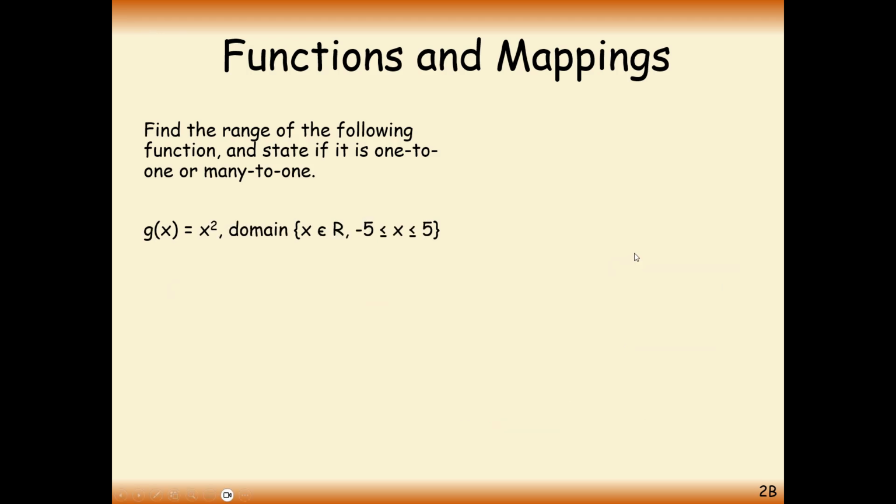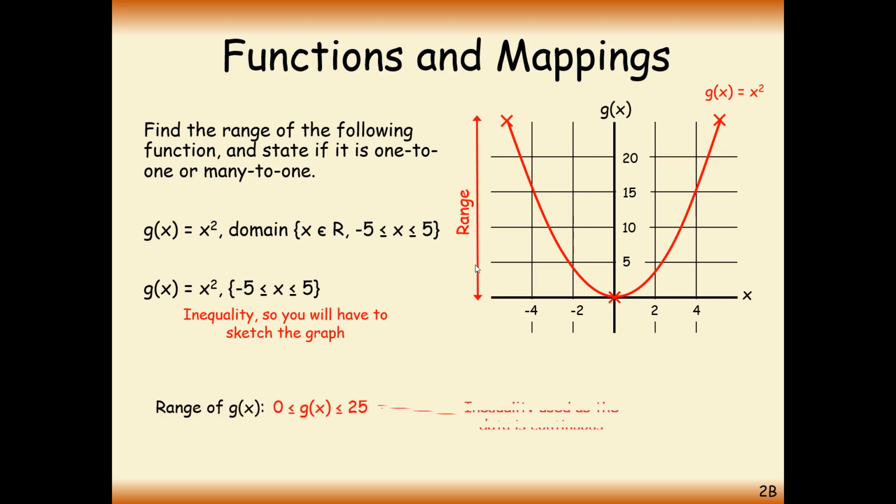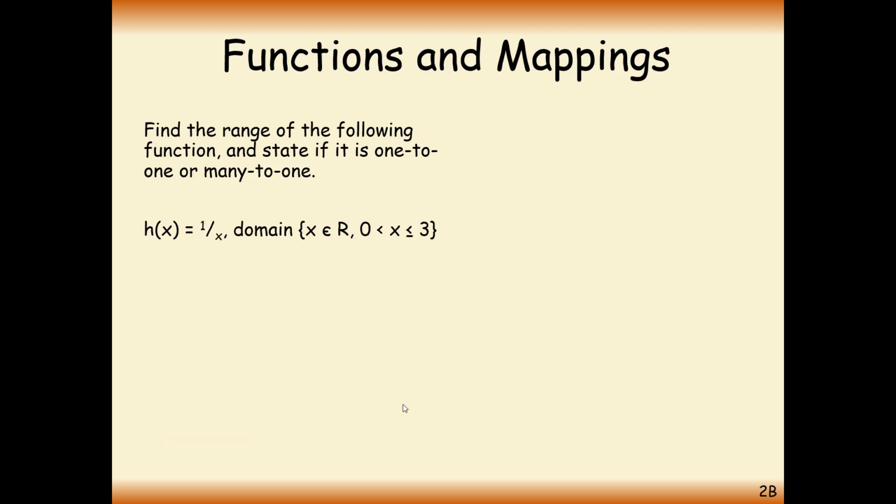Right, so in this next example, we consider the graph of the function x squared. The domain is restricted by 5 and minus 5. Therefore, the range will be restricted from 0 to 25 because the highest value the y value can be is 25. So you use inequality in this manner. This is a many to one function if you had to describe the function.